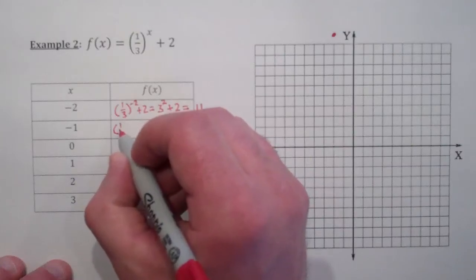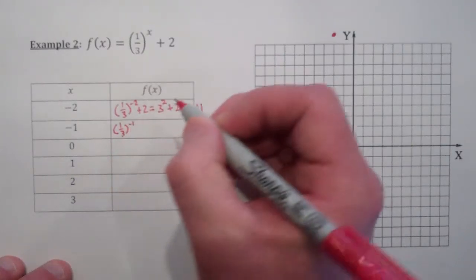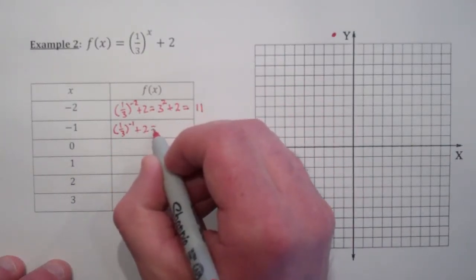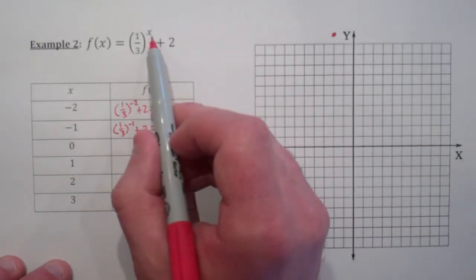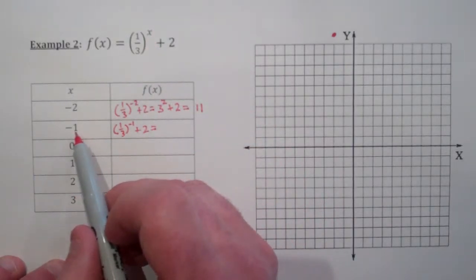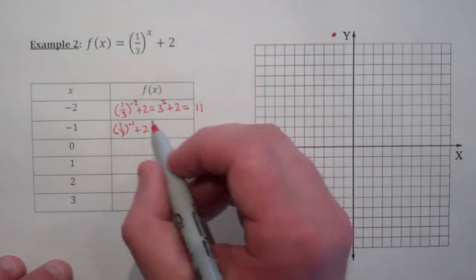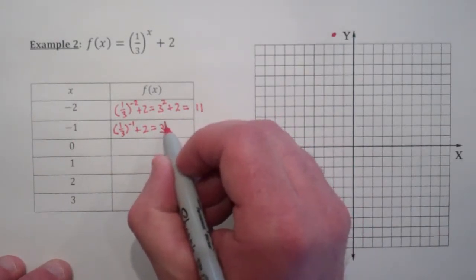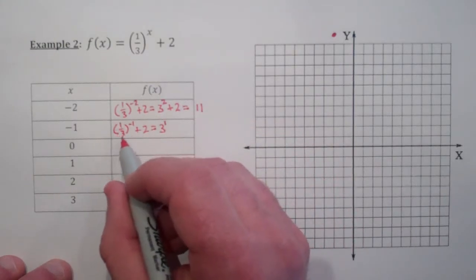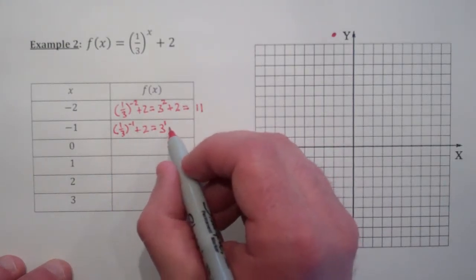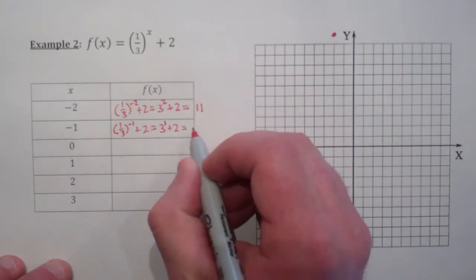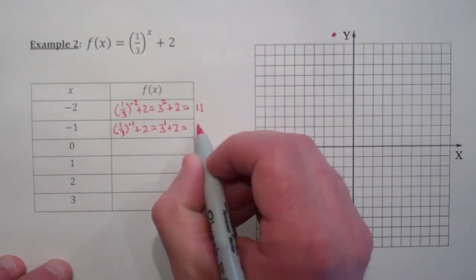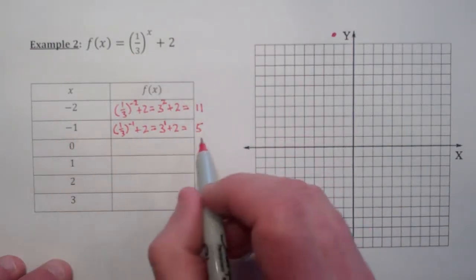Let's try 1/3 to the -1 power, then plus 2. So all we're doing here is just taking the x out and replacing it with -1 in this case. 1/3 to the -1 is the same as 3 to the first power. Once again, we can flip this fraction, raise to the positive exponent, plus 2. So 3 plus 2 is 5. So we'll go left 1, up 5.